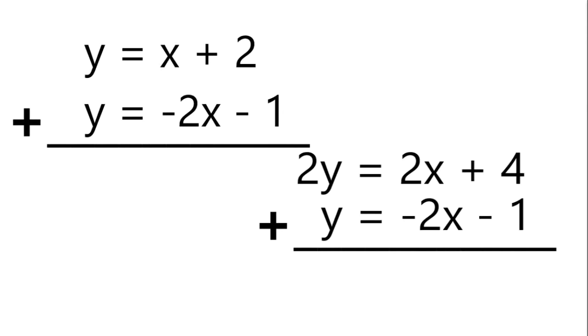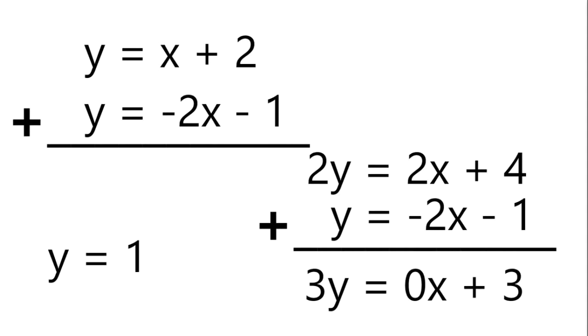Then we add them together. Simplifying this becomes y is equal to 1. Can you see how I added terms together? 2y plus 1y is equal to 3y. 2x minus 2x is equal to 0x. 4 minus 1 is equal to 3.